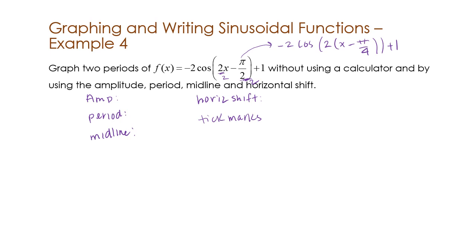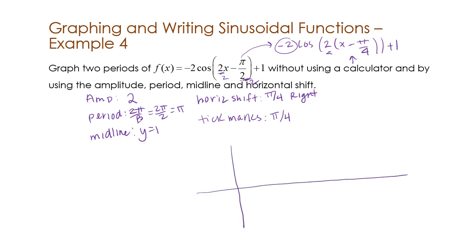Okay, so my amplitude is the absolute value of -2, which is 2. Our period is 2 pi over b, and our b value is 2, so 2 pi over 2, which is pi. Our midline is at y equals 1. Our horizontal shift is pi over 4 to the right, because again, it's always that opposite. And then our tick marks are going to be our period divided by 4.